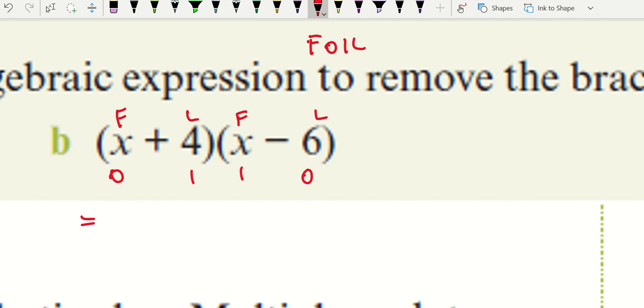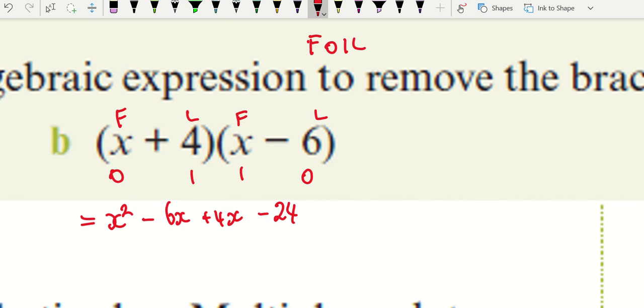Multiplying my first terms together, x times x is x squared. Now, I've done my first, now I need to do my outer. So that's negative x multiplied by negative 6. So that's going to be negative 6x. Now let's do my inner. I've got a plus 4 multiplied by x, so that's plus 4x. And then last of all is 4 times negative 6. And 6 fours are 24, and it's a negative, so that's going to be negative 24.